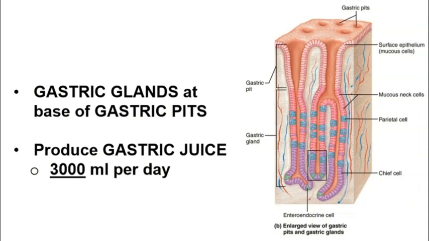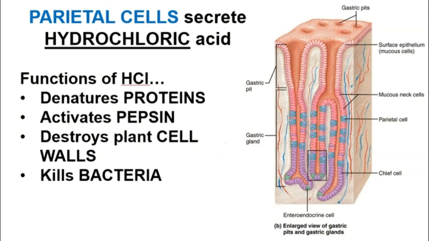We see that approximately 3,000 milliliters of gastric juice is produced per day. One of the cell types within the gastric glands is the parietal cell, and parietal cells function to secrete two substances. The first substance is hydrochloric acid, or HCl. Hydrochloric acid has several functions.